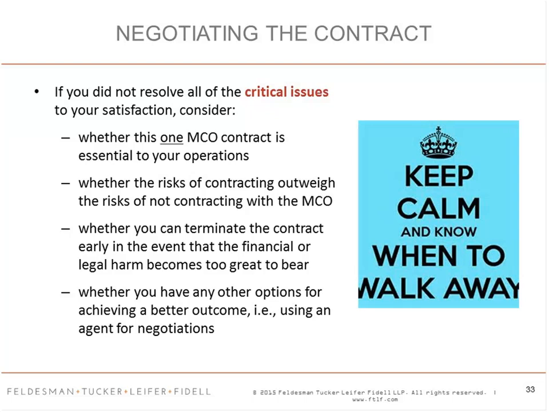So think about evaluating the risks of contracting in light of those critical issues and whether they outweigh the risks of not contracting with the MCO. You might also consider whether you can terminate the contract early in the event that the financial or legal harm that you're concerned about becomes too great or actually comes to be. Maybe it's a potential risk that you think might happen in the future, and then when it happens, you'll want the ability to terminate the contract.